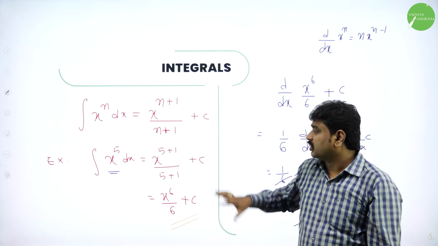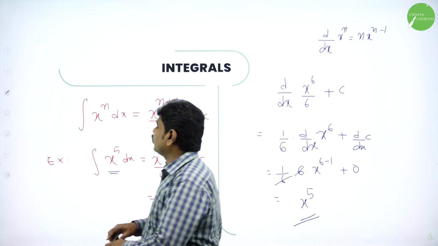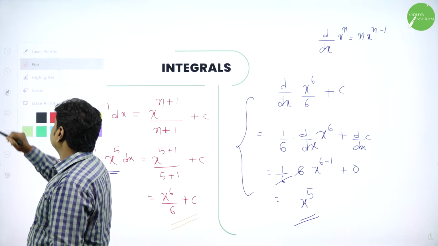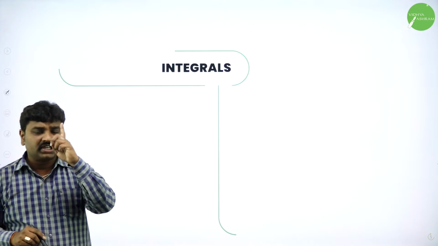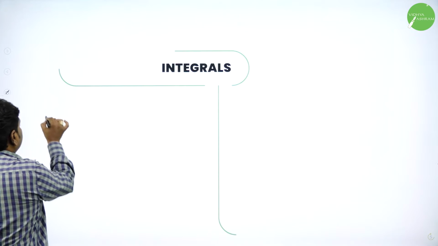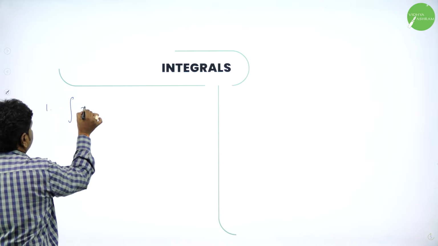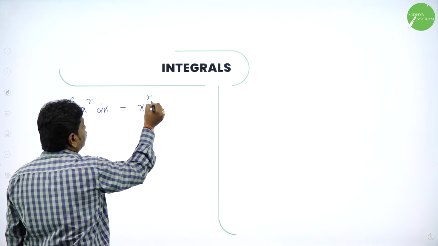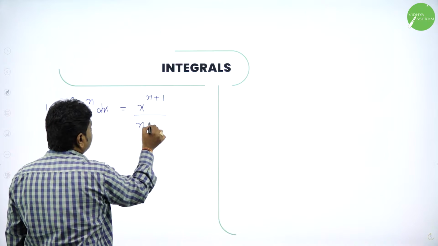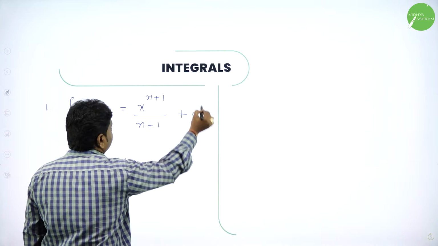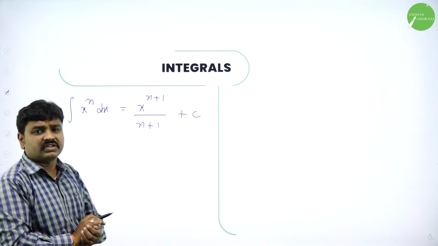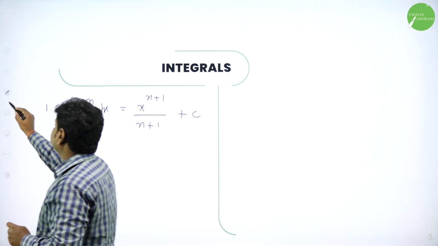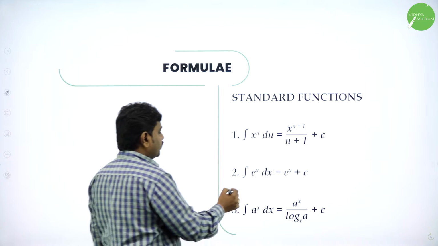So what is the conclusion? You can't inspect. So this is a formula. If you learn the formula, it's a long process to differentiate, and this is the fastest process. So what is the first formula in the list? Integration of x power n dx. What is integration of x power n? X power n plus 1 divided by n plus 1 plus c. So become thorough with the first formula in the formula list. Next, integration of e power x.